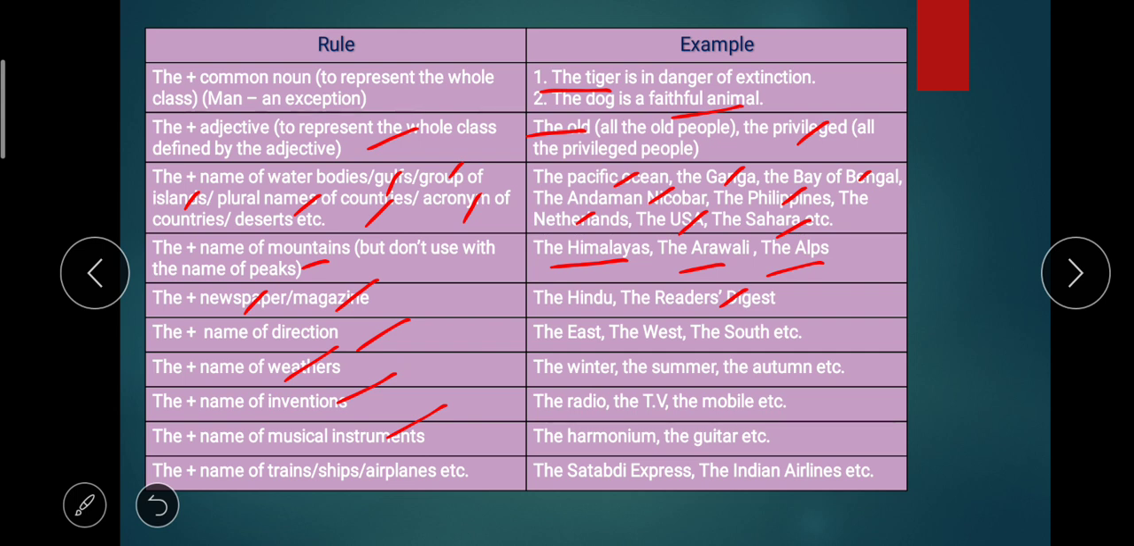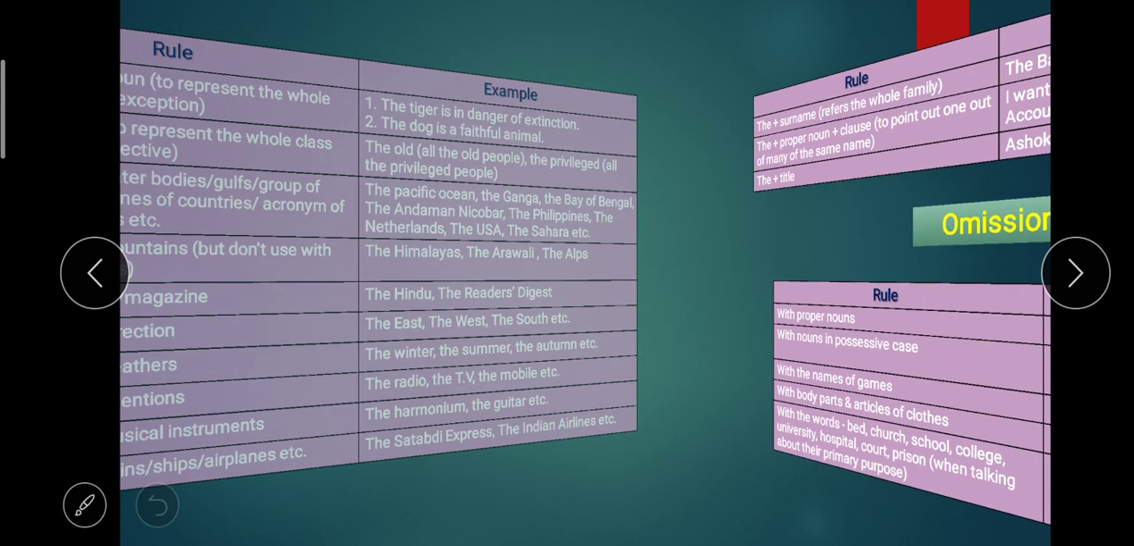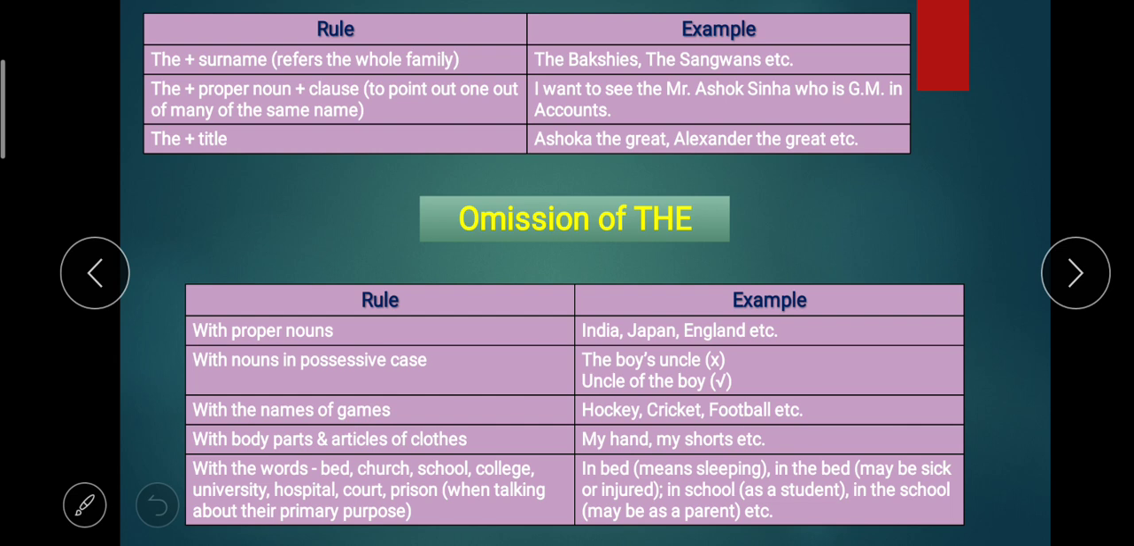Next one is we use the before the name of the trains, ships, or aeroplanes like the Shatabdi Express, name of the train, the Indian Airlines. So in this way we use the with these ones. Coming to next is the plus surname, that refers to the whole family. Like if we say the Bakshis, it means all the people in the Bakshi family. We're talking about the whole family. If I say the Sangwans, it means all the people of the Sangwan family, the particular family which I am talking about, and I refer to all the members of that family.